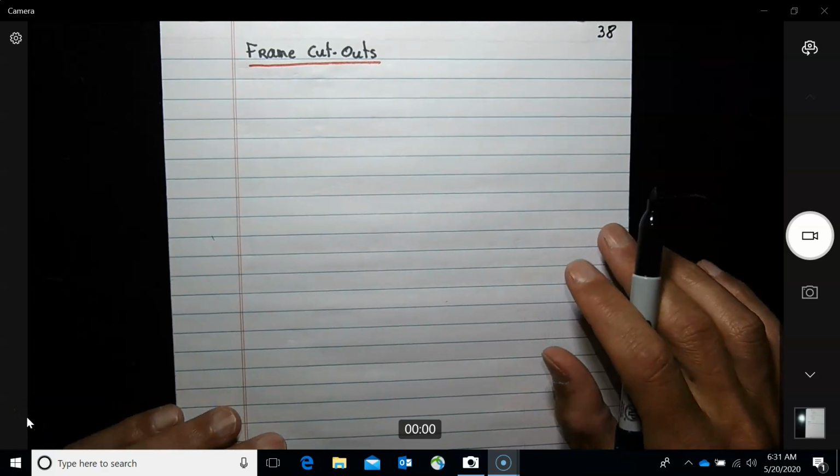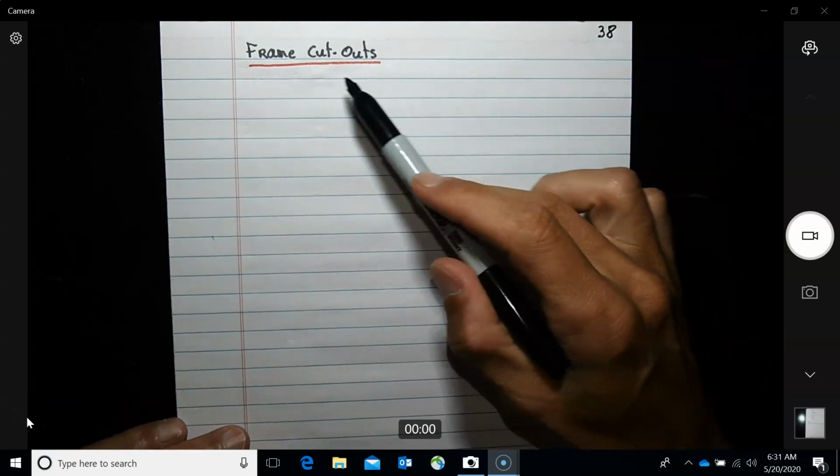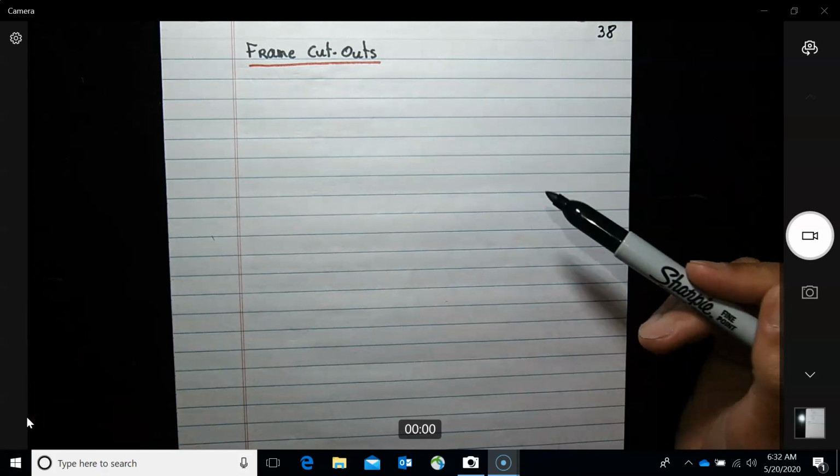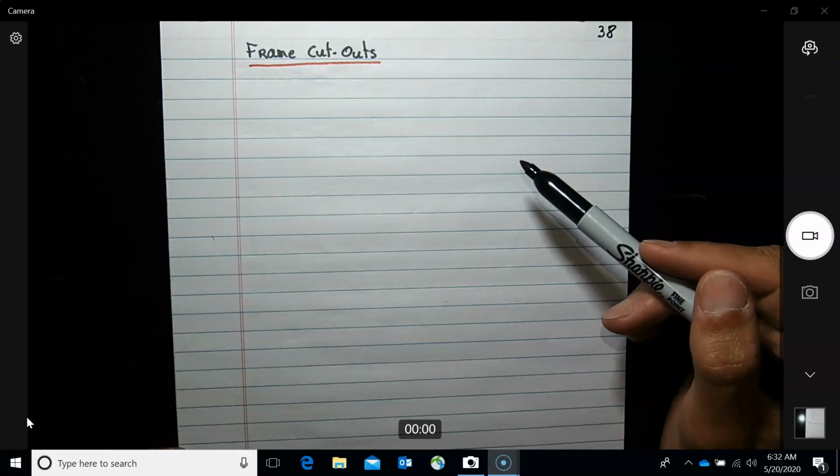Okay, so today we're going to look at the cutout spot in a frame. So this would be either on fuselage or let's say on top of a wing and so on.